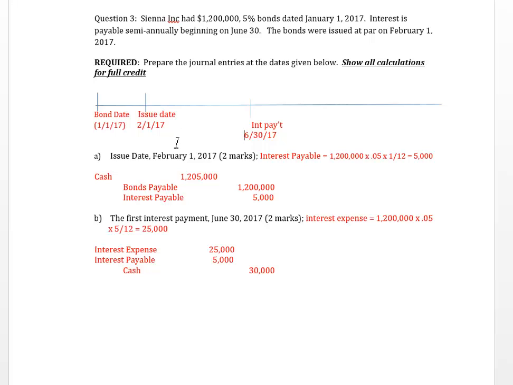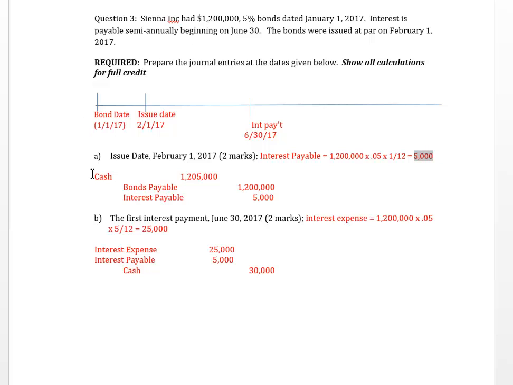So what we need to do is calculate how much over and above the face value of 1.2 million Sienna is going to get from its investors. So if we multiply by the coupon, which is 5%, but that's an annual amount, we know that the investors have to pay Sienna for 1 month of 12, the month of January, interest. So 5%, which represents an annual rate, times 1 over 12 is going to give us an extra $5,000 that the investors have to give Sienna.